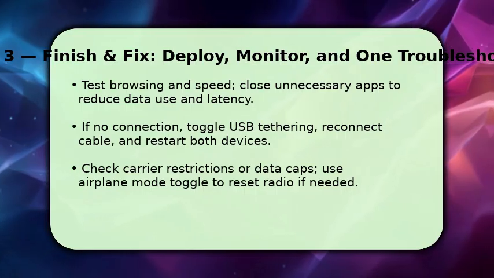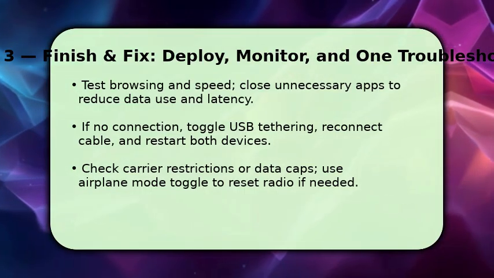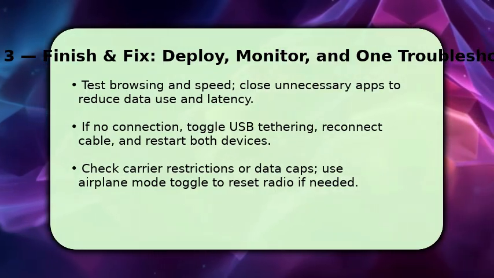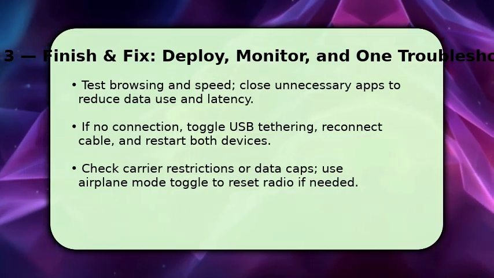If you see no internet, first toggle USB tethering off and on, disconnect and reconnect the cable, and reboot the phone or PC as needed. Once done, check for carrier restrictions, data limits, or blocked tethering on your plan.